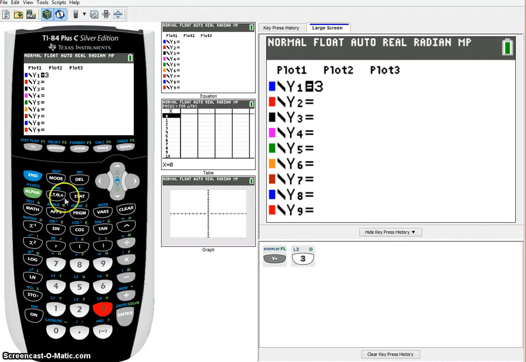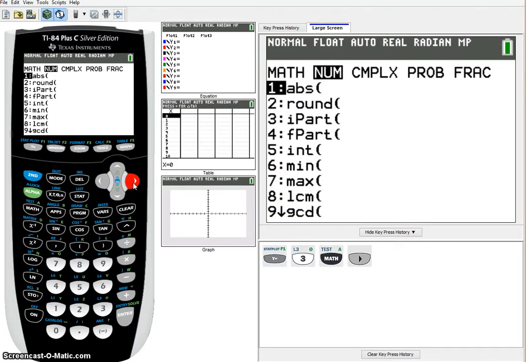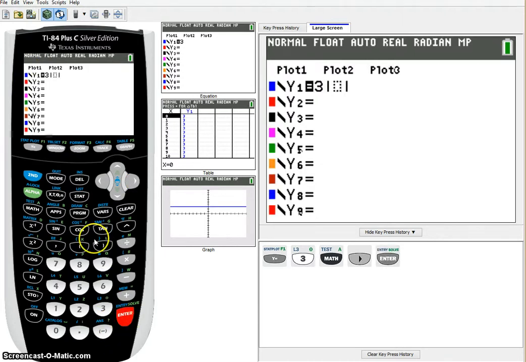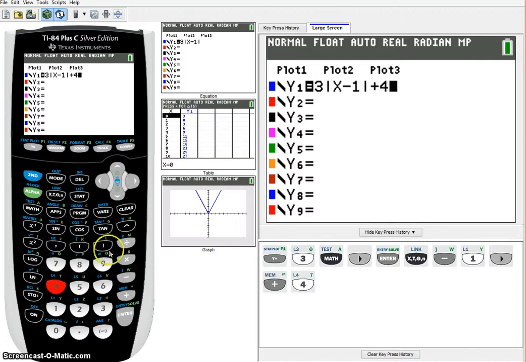So I have 3, and then to find the absolute value, you press math, and you'll scroll right to numbers, and you see there's an absolute value, which is option 1, and you hit enter. And then you can press x minus 1, and then scroll right to be outside of the absolute value symbol, plus 4. So we've entered the first equation, and the right-hand side of the equation is 13.